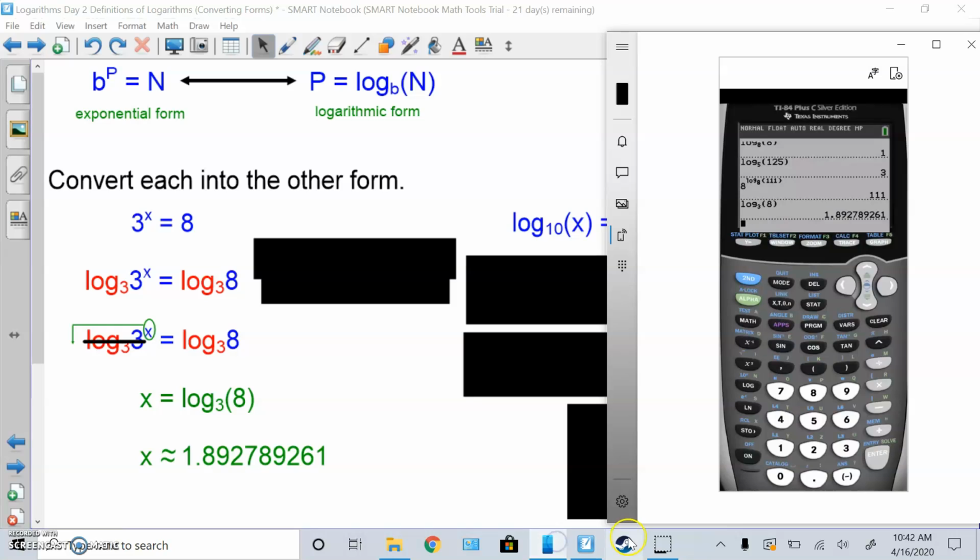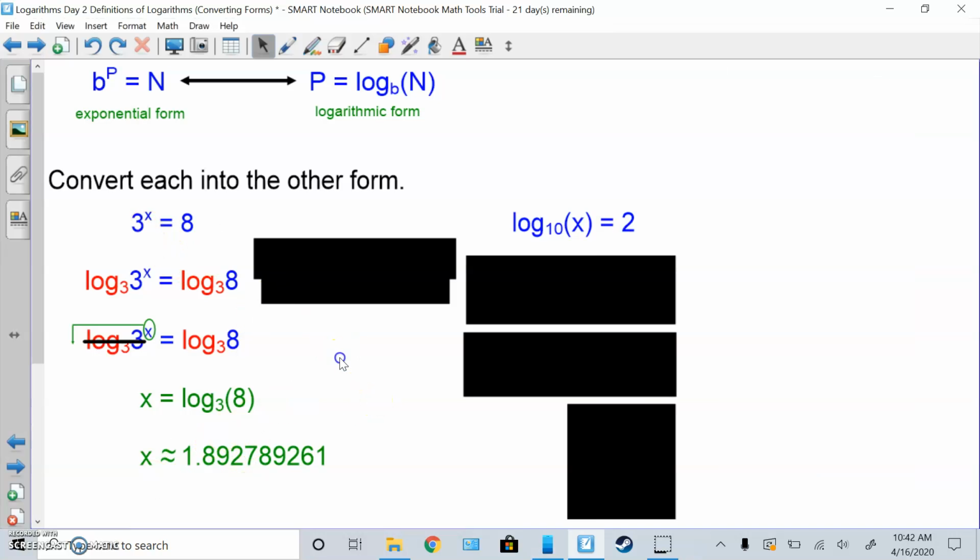Now let's test it. Let's plug in. So 3 to the power 1.892789261 is 8.0000003, but it keeps going forever. So again, this is not the whole thing, it's an approximation. So that's how you solve for exponents that are variables.